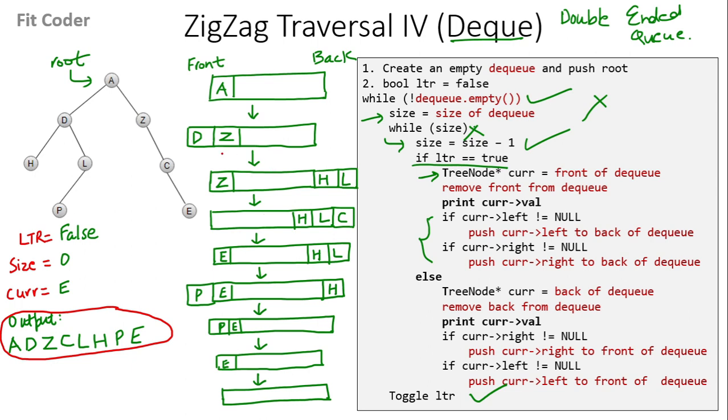So here you can see that in the front we maintain one level and in the back we maintain another level. So time complexity of this method is also order of n.